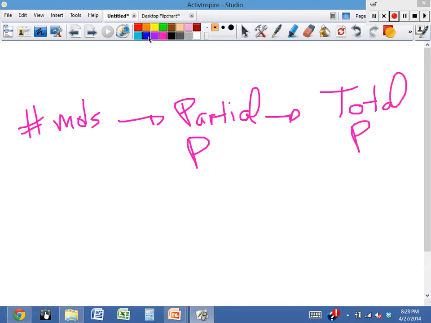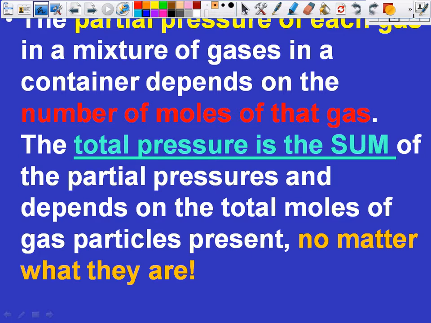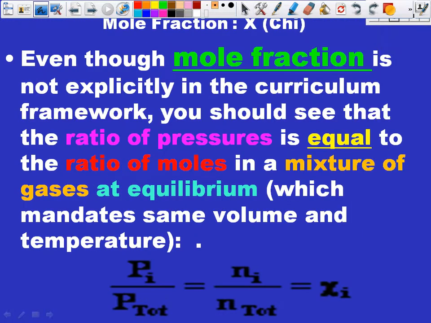Okay, and so that's how you get that part of it. Hopefully that makes sense. All right, so the mole fraction. Even though the mole fraction is not explicitly in the curriculum framework, you should see that the ratio of pressures is equal to the ratio of moles in a mixture. This is kind of overcomplicating the fact that what we are asking you for is the percentage of moles without multiplying it by 100. That's all we're asking you for.